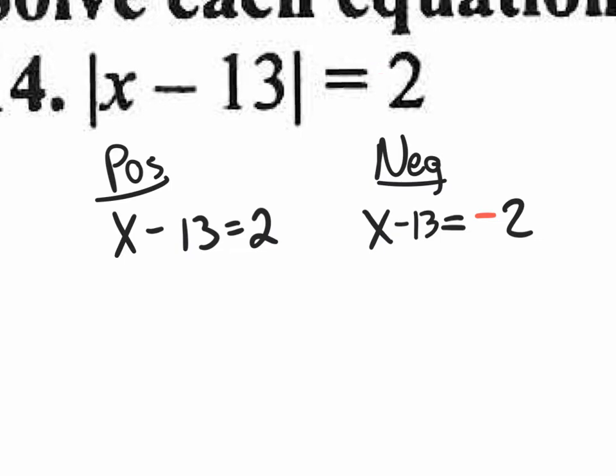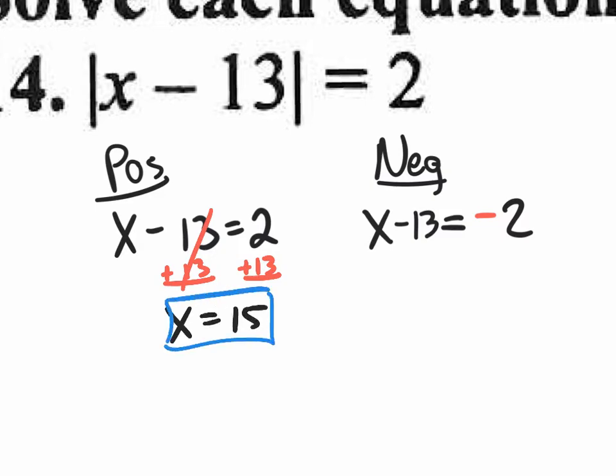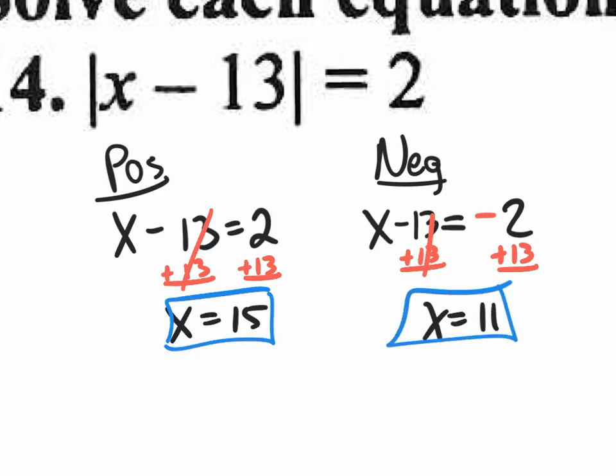So let's solve both of these now. We have a +13 to get rid of the -13, +13. We're going to end up with x equaling 15. That is one answer. And the other one, +13, and then +13. It's going to be x equals 11. That's another answer. So we actually get two answers, and we're supposed to check our solutions.